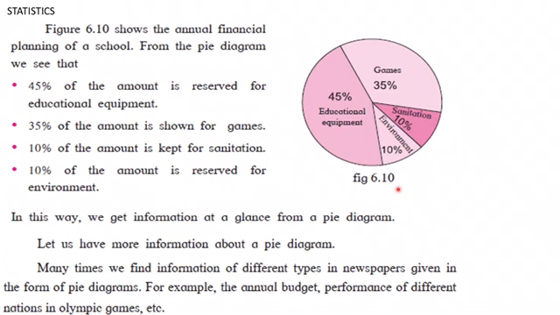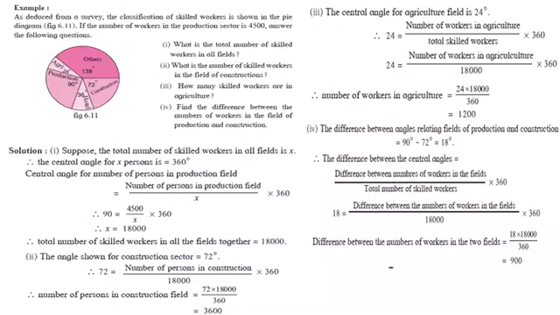Now, let us have more information about the pie diagram. Many times, we find information of different types in newspapers given in the form of pie diagrams. For example, annual budget, performance of different nations in the Olympic Games. So all these things we can observe. Cricket scores we can observe in a pie diagram. This question is given to you for self-study. Let us read the example.